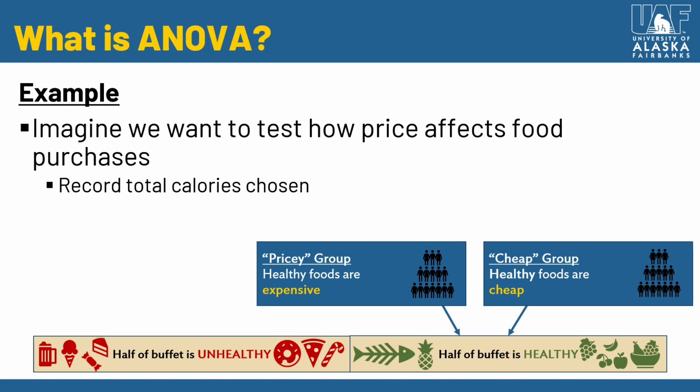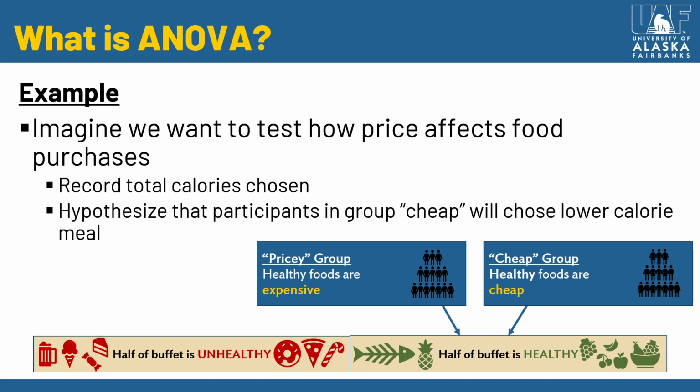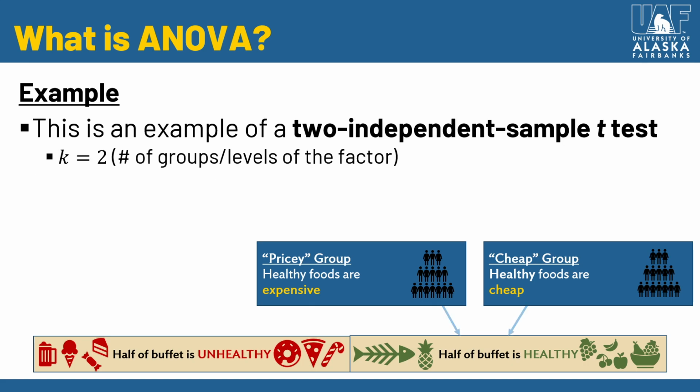And so we do this and we record the total calories chosen. And let's say our hypothesis is that participants in the cheap group will choose a lower calorie meal simply because those healthy foods are more affordable, right? So we're kind of assuming that most people want to eat healthy if they can afford to.